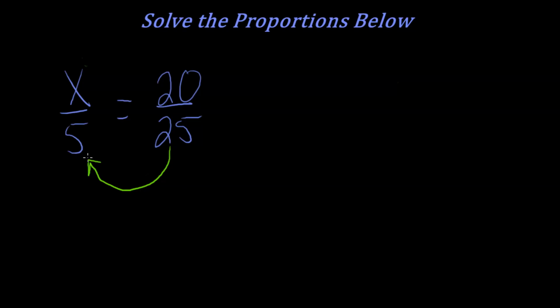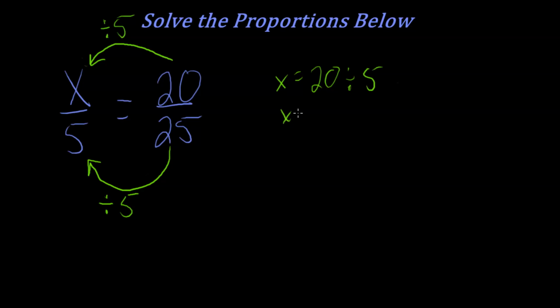Using multiplication or division, how do you get from 25 to 5? Well, we're going to have to divide because 25 is greater than 5. So we're going to divide by what? 25 divided by 5 equals 5. We also are going to divide from here to here, so we're also going to divide this by 5. So we see that x equals 20 divided by 5. So x equals 4. There we have that.